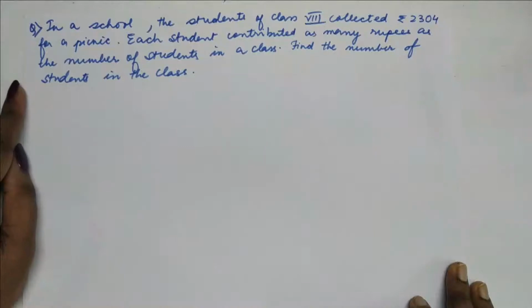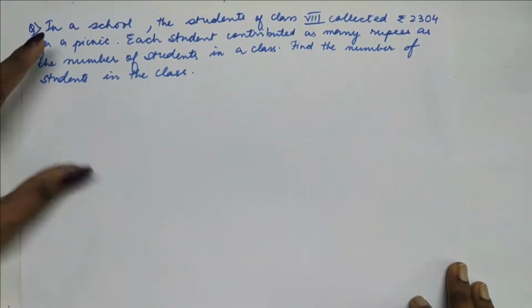In a school, the students of class 8 collected rupees 2304 for a picnic. Each student contributed as many rupees as the number of students in the class. Find the number of students in the class.